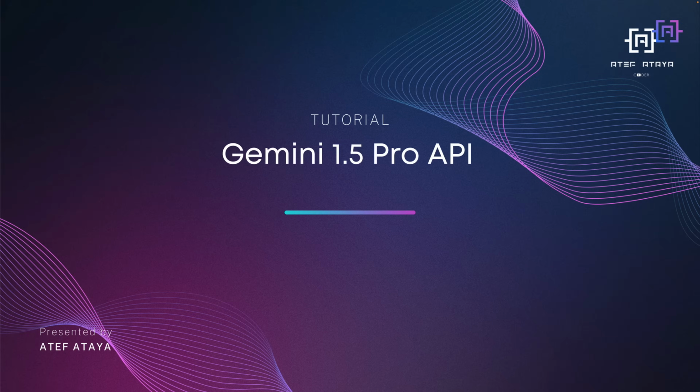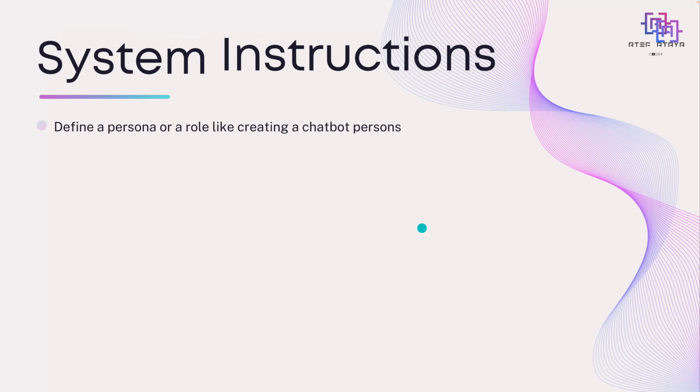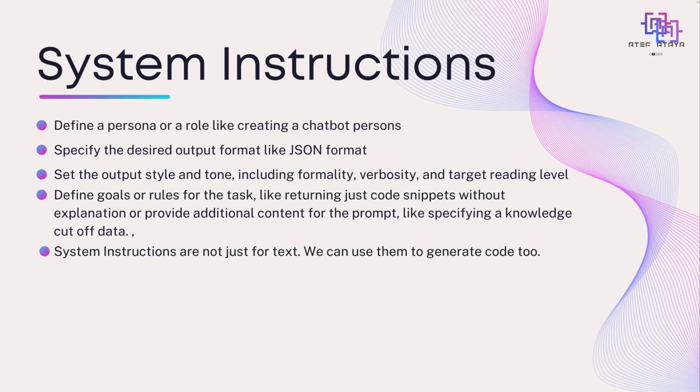In this part, we will talk about system instruction available in the Gemini 1.5 Pro API. System instructions enable users to control the behavior of the model according to their specific needs. By providing the model with additional context through system instruction, we can get customized responses tailored to our use cases. Here are some of the tasks we can do with system instruction.